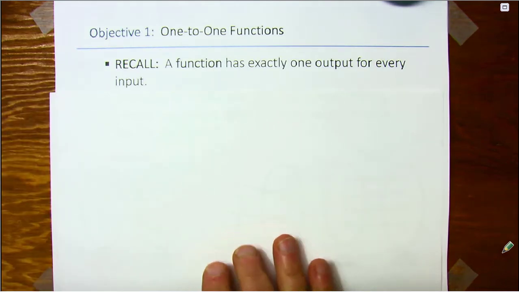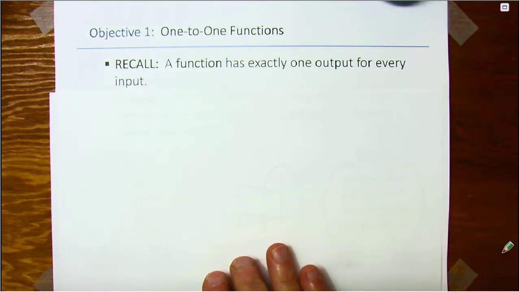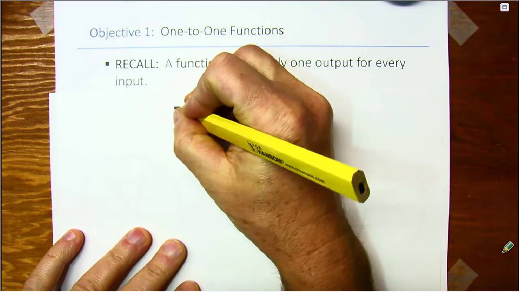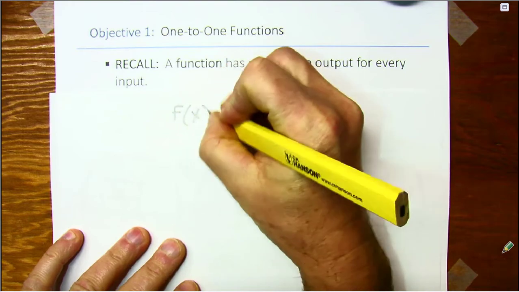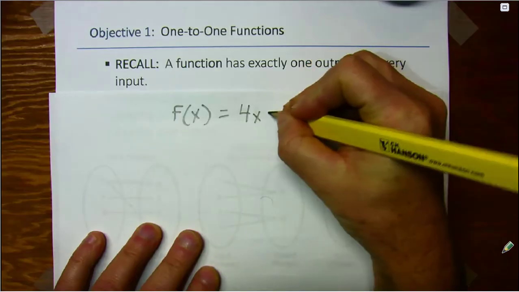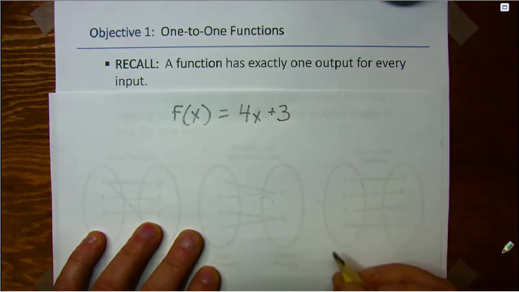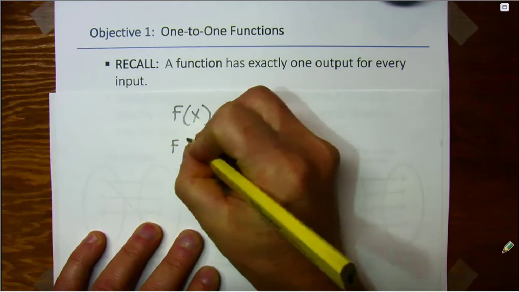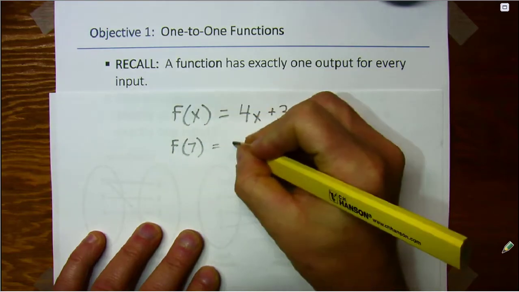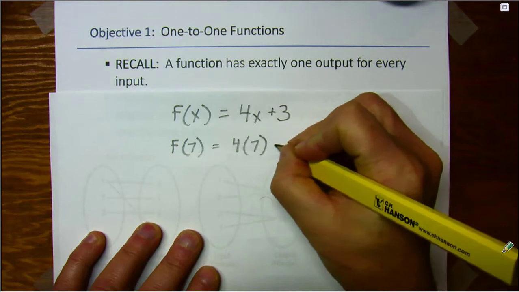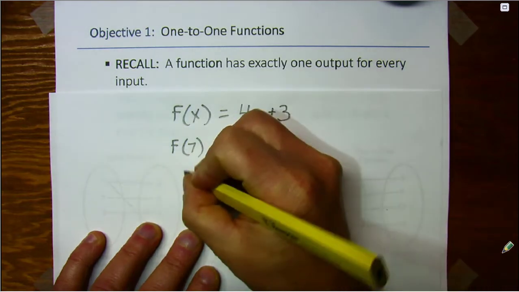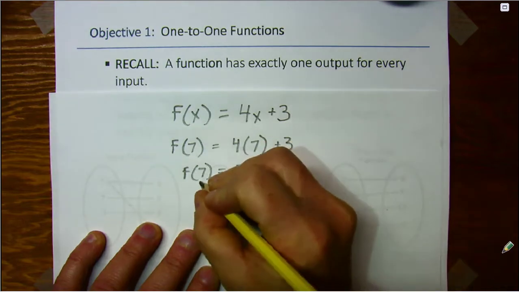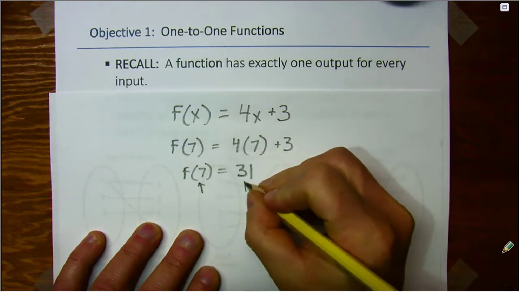So first of all, remember the definition of a function is that for every input you get one output. So for example, if I give you the function f of x is equal to 4x plus 3, that's a good example of a function because no matter what number we plug in here, let's suppose we plug in 7. F of 7, well, that's going to be 4 times 7 plus 3, and that means that f of 7 is equal to 31. We had one input and we got exactly one output.